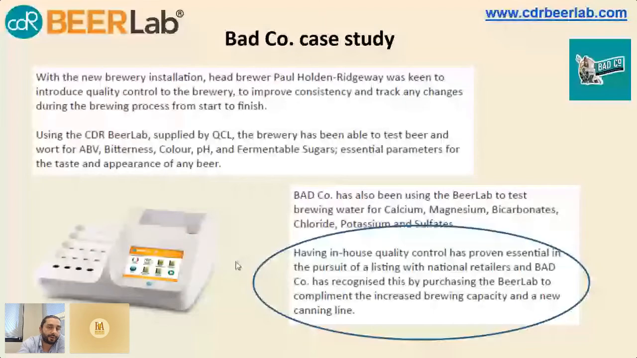Okay, here it is written that having, for example, an in-house quality control has proven essential in the pursuit of a listing with the national retailers. So here you have a quality control, very important to have a good beer, let's say. Next.